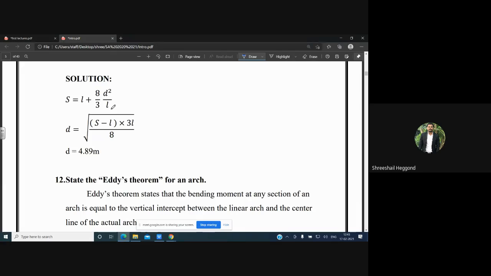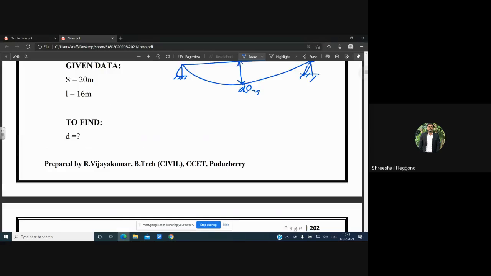Write down the equation so that you can easily find it when asked for the calculation of any cables. Now this is the 4.89 value.